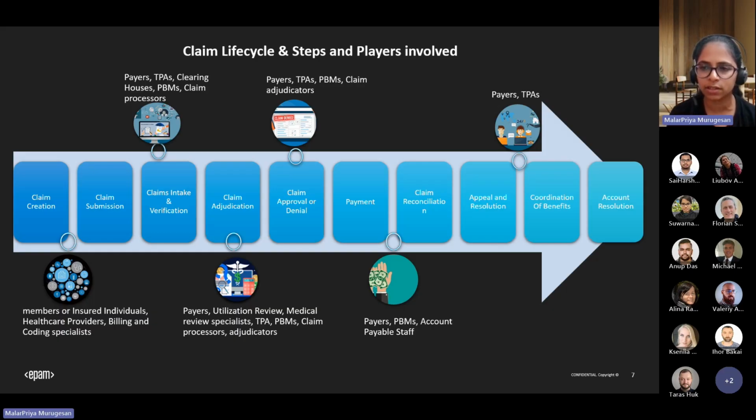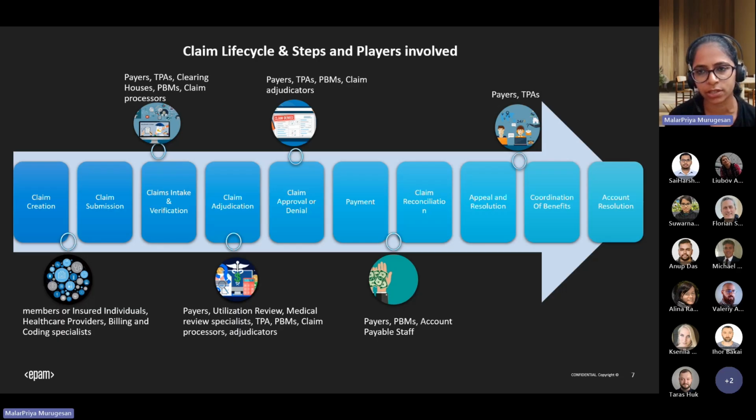So that finally the customer will get only 100% of the amount that he spent, not more than that. So that is what coordination of benefits is mainly about. And finally, the account resolution will happen. So this is what the claim life cycle is about. But who are the people involved in each stage?